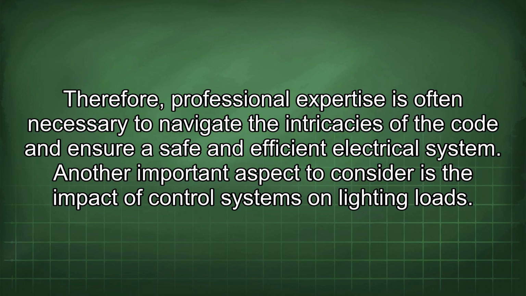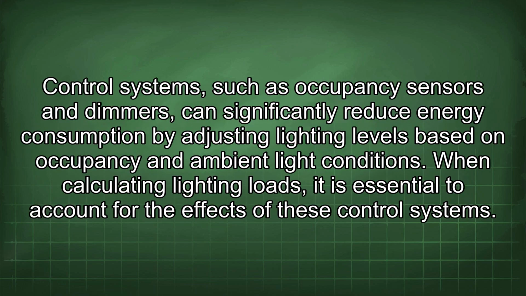Another important aspect to consider is the impact of control systems on lighting loads. Control systems, such as occupancy sensors and dimmers, can significantly reduce energy consumption by adjusting lighting levels based on occupancy and ambient light conditions. When calculating lighting loads, it is essential to account for the effects of these control systems.